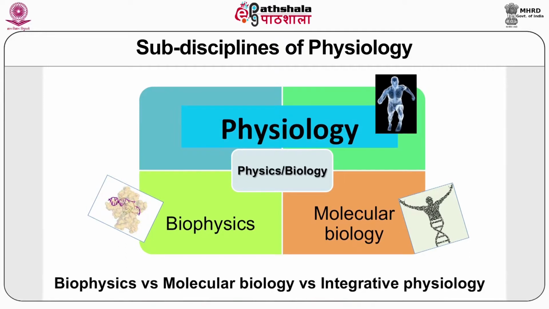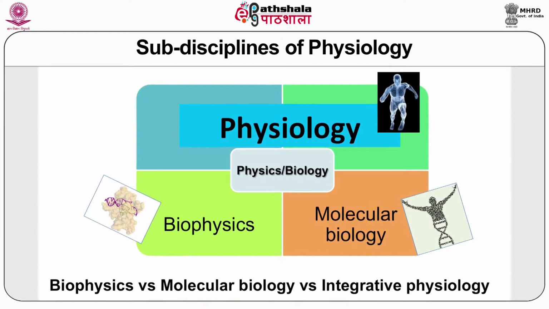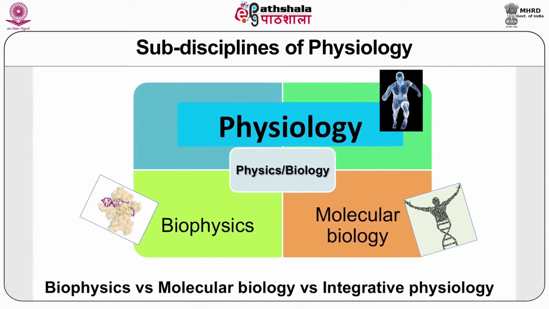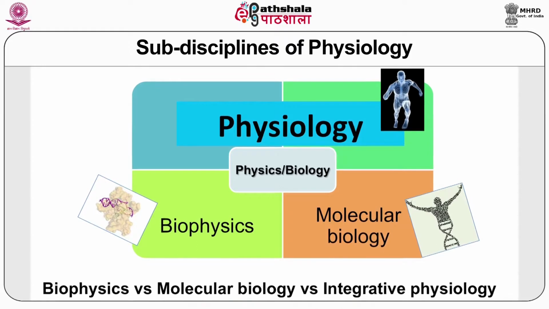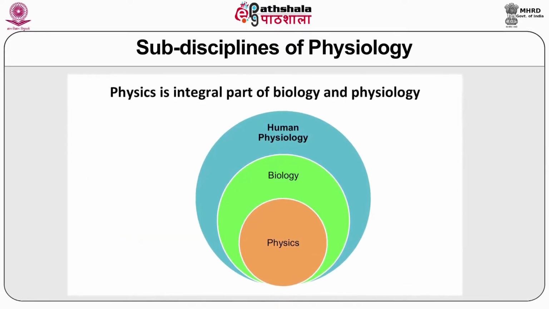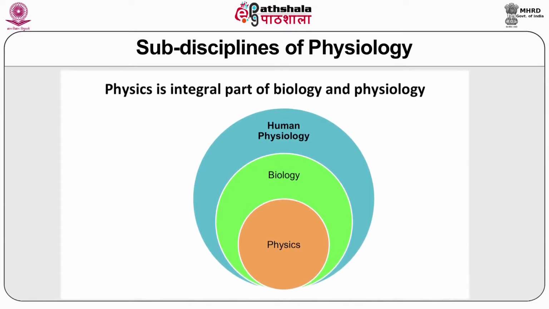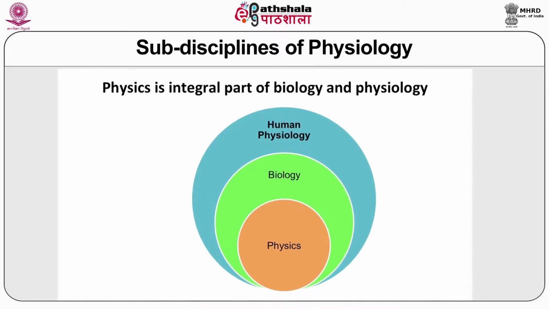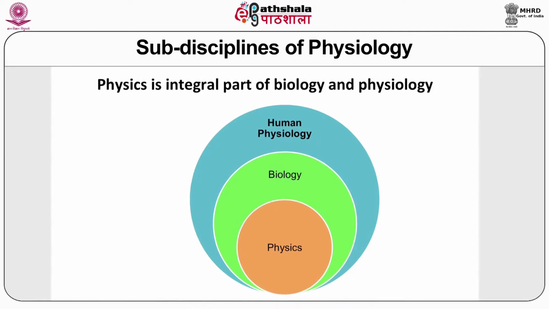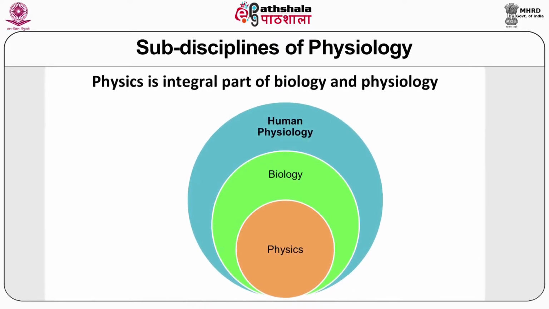However, physiology goes beyond, in order to achieve the functional goals in terms of integrated physiology, which we are going to explain a little later. You must understand that physics is an integral part of biology. Biology is an integral part of physiology. Thus, on the basis of that, you can explain most of the behavior and physiological functions in human beings.